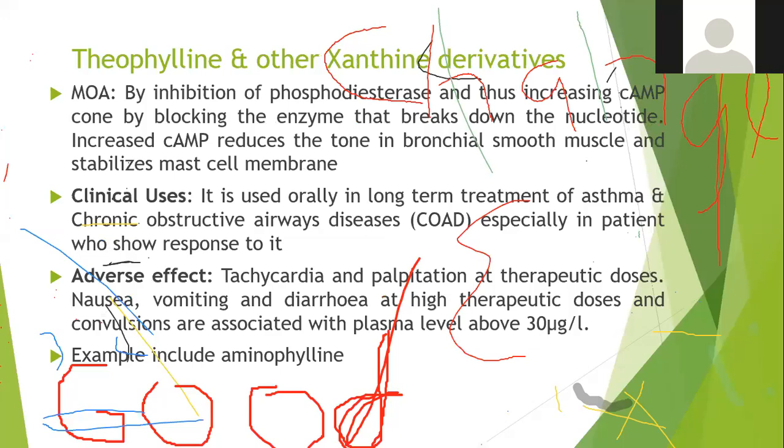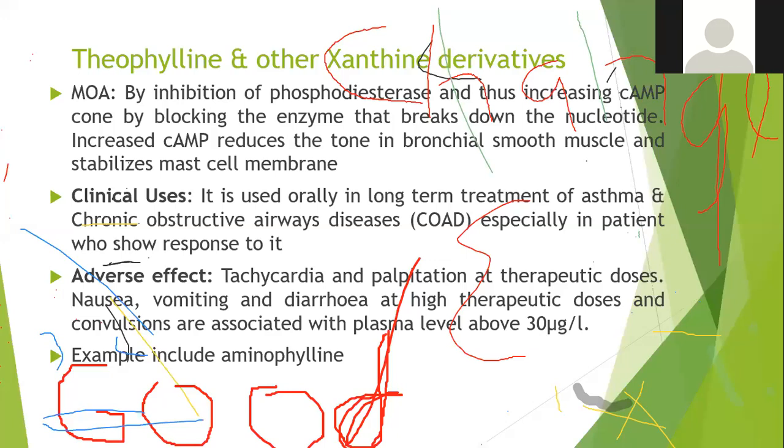That will take us to theophylline and other xanthine derivatives. These are also used in respiratory disorders. What is the mechanism of action? They act by inhibiting phosphodiesterase and thereby increasing cyclic AMP, by blocking the enzyme that breaks down the nucleotide. Increased cyclic AMP reduces the tone in the bronchial smooth muscle and stabilizes the mast cell. So increased cyclic AMP leads to smooth muscle relaxation. AMP means adenosine monophosphate. So this drug acts by increasing cyclic AMP, which brings about smooth muscle relaxation.